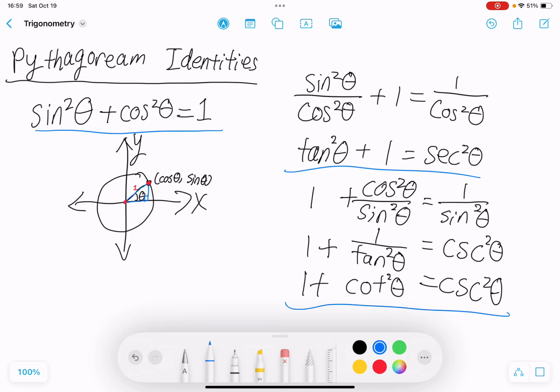So there are these 3 identities. And next time I think we'll talk about the law of sines and law of cosines.